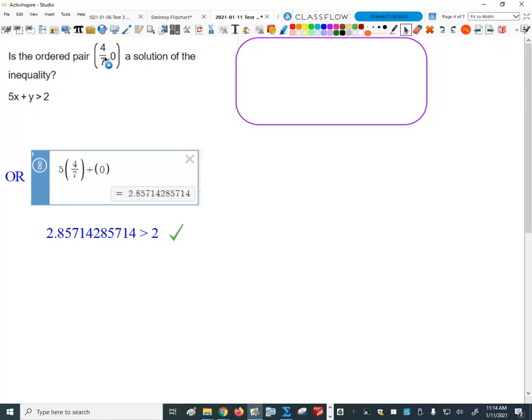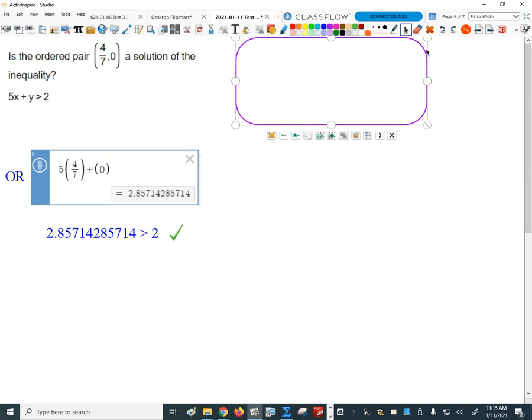If I plug 4/7 in for X and 0 in for Y, and remember, I always want to enclose those values in parentheses when I'm making a substitution like that, then I end up getting the value on the left side, 2.857, and so on. I get some big decimal that is greater than 2, right? So it makes it a true inequality. So yes, it is a solution because it satisfied the inequality, meaning it made it true.